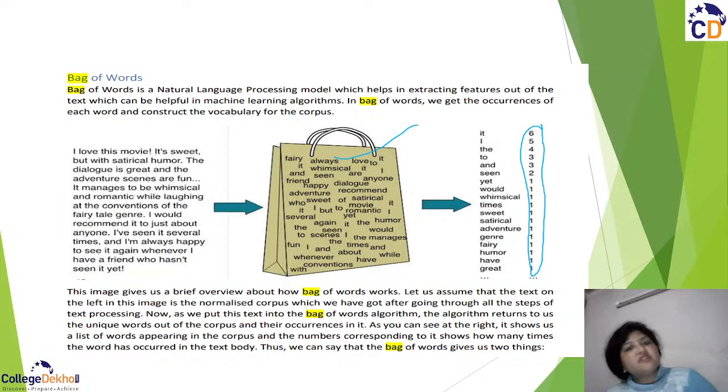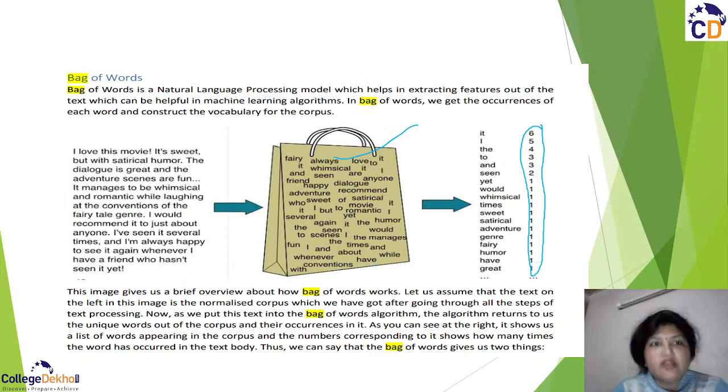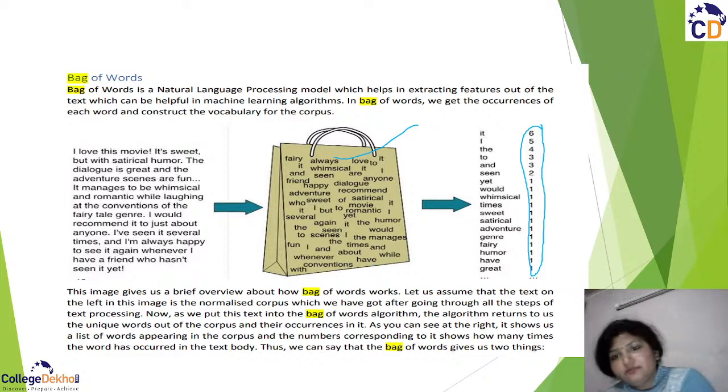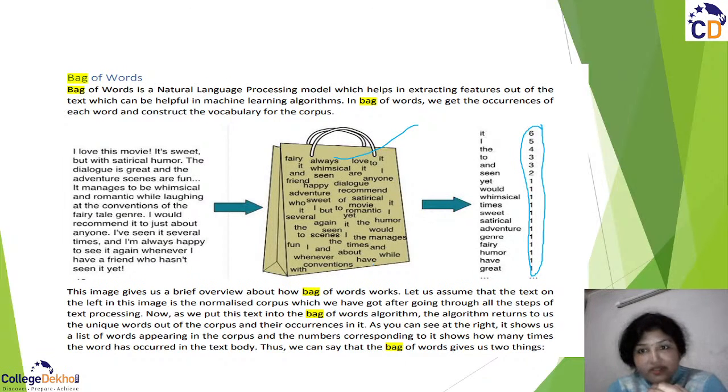So bag of words is a natural language processing model which helps in extracting features out of the text, which can be helpful in machine learning algorithms. In bag of words, we get the occurrences of each word and construct a vocabulary for the corpus. So what we are doing is extracting the words and the occurrences of those words, the frequency of that word, right?